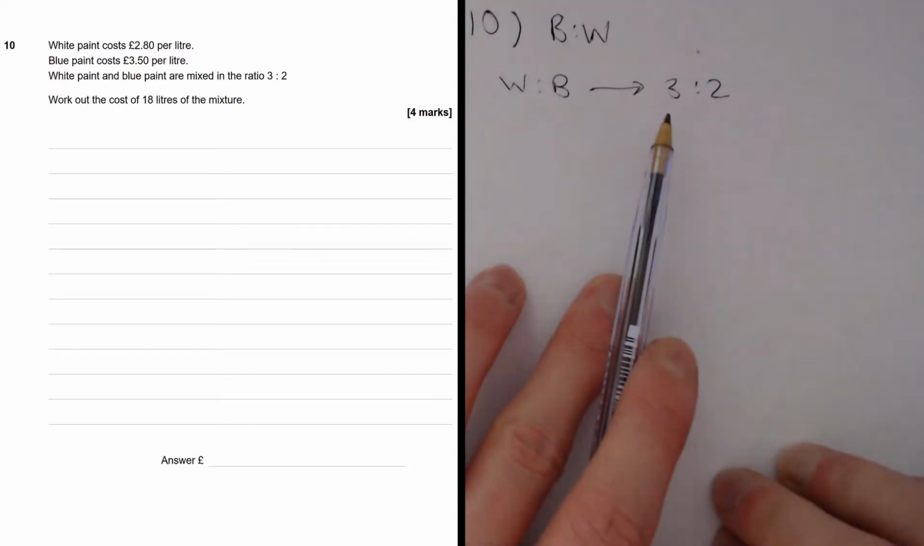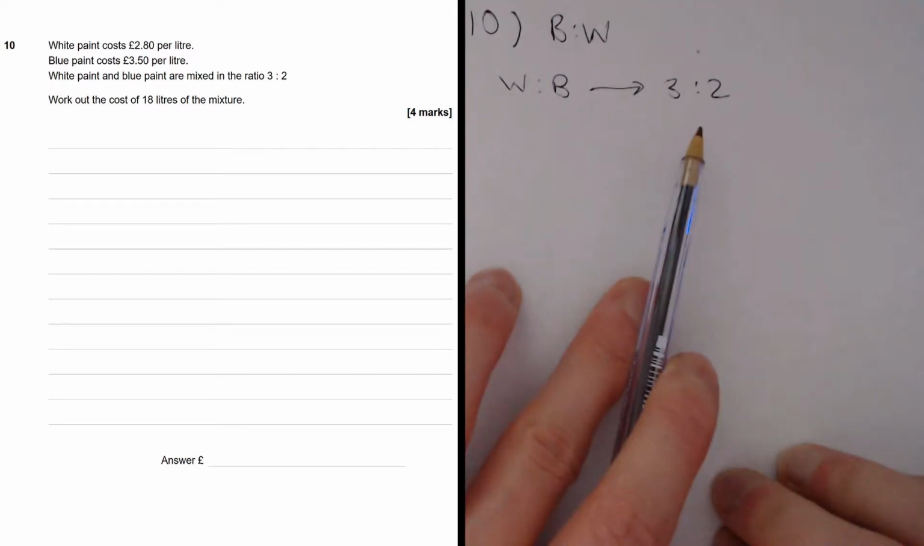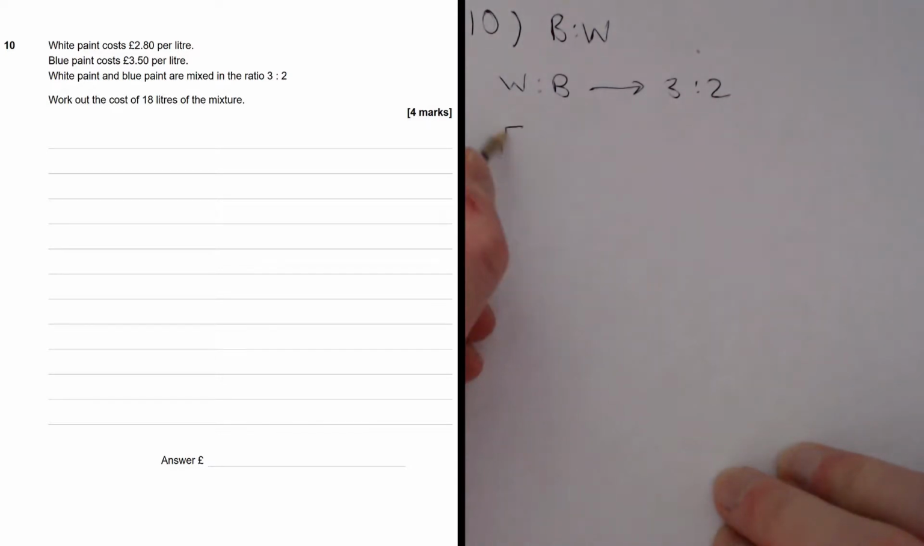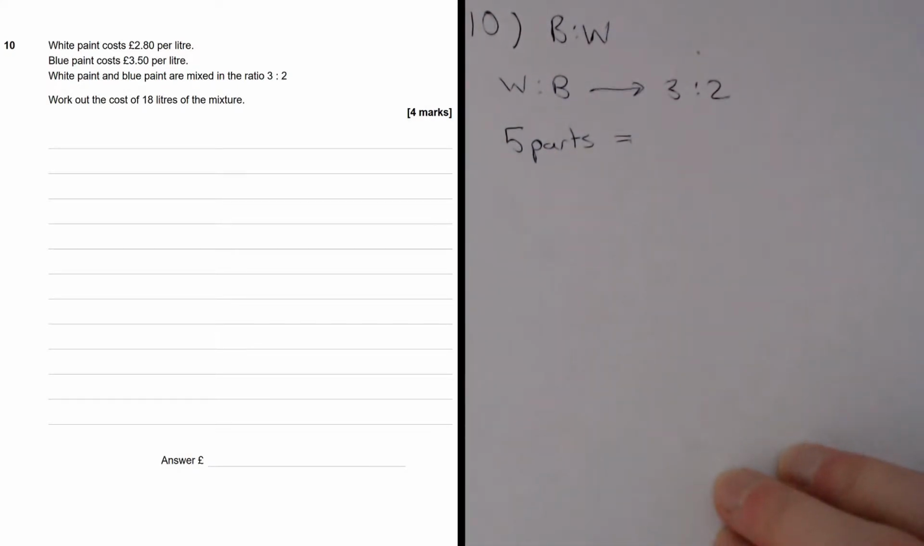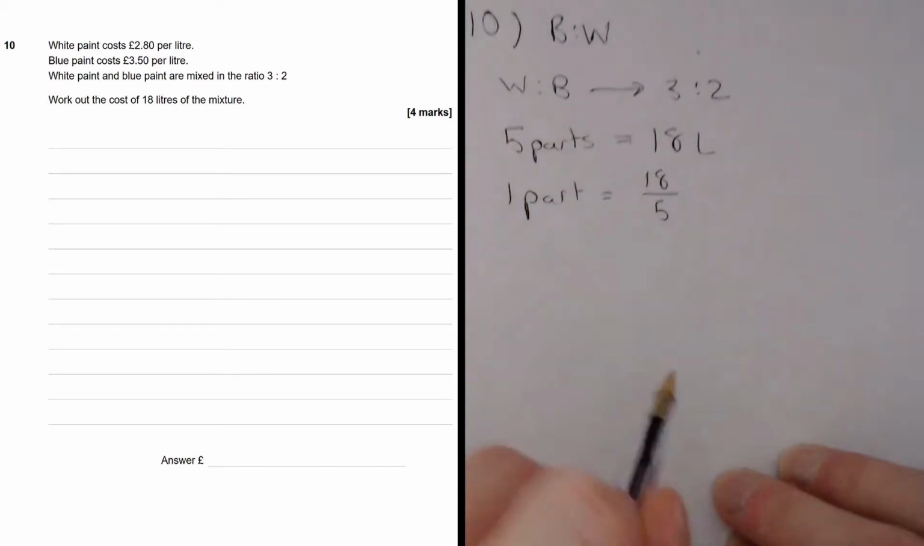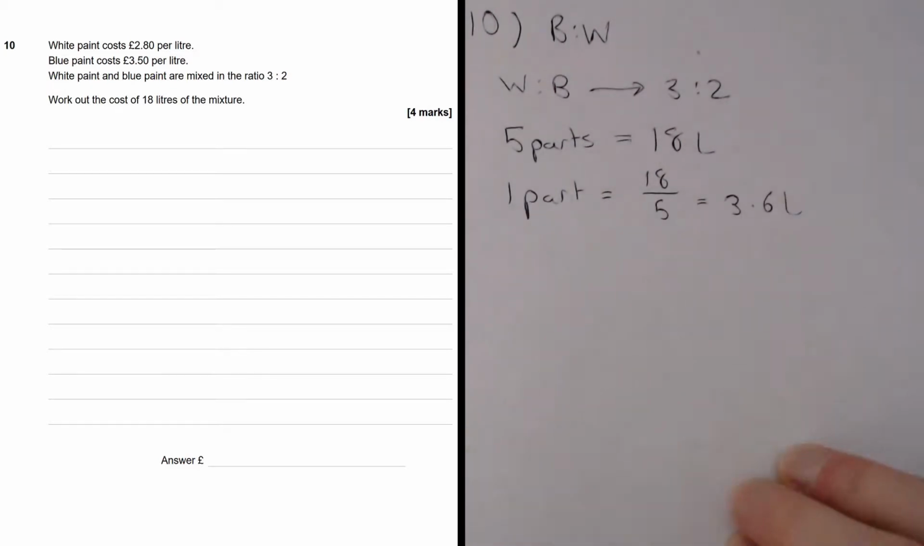So in the ratio we have 3 parts white paint, 2 parts blue paint. So in total there are 5 parts to the ratio. 3 parts plus 2 parts is 5 parts. And that's equal to 18 litres of the mixture, because we want 18 litres in total. So that tells us that 1 part is equal to 18 divided by 5, which is 3.6 litres. Remember, dividing by 5 is the same as dividing by 10, then multiplying by 2, so that's how I did that quickly. 18 divided by 10 is 1.8, multiplied by 2 is 3.6.